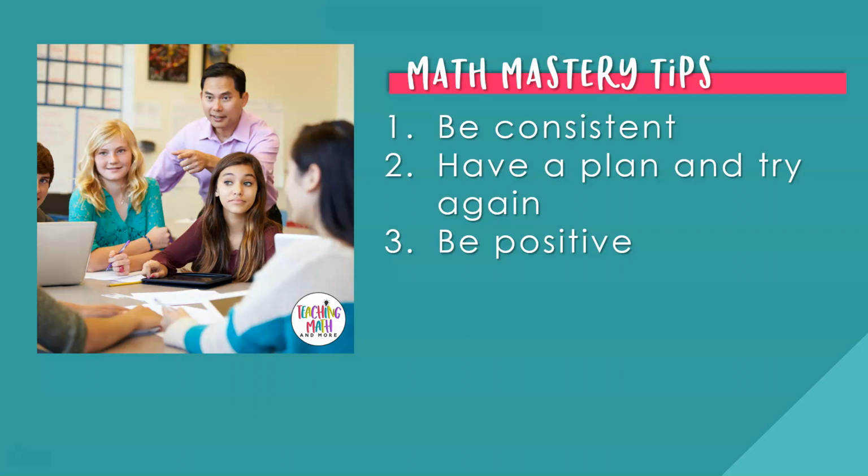Number 2, have a plan and try again. Plans are great, but sometimes they don't work out. It's okay if an activity didn't go well. Try again with a different one until you figure out what works with your students to help them understand and build math mastery. And last, number 3, be positive.